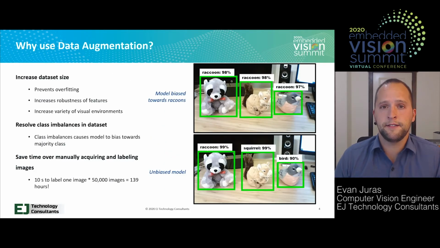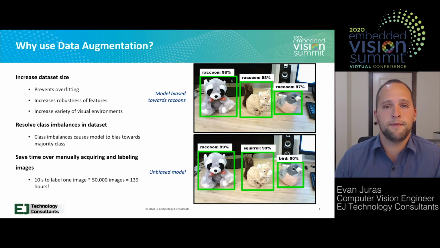Now, why do we want to use data augmentation? Well, there are a few good reasons. The first one is that you can use it to increase the size and variety of your dataset. This will help to prevent overfitting for your model. It will increase the robustness of the features that your model is learning to detect, and it increases the variety of visual environments that your model will work in.